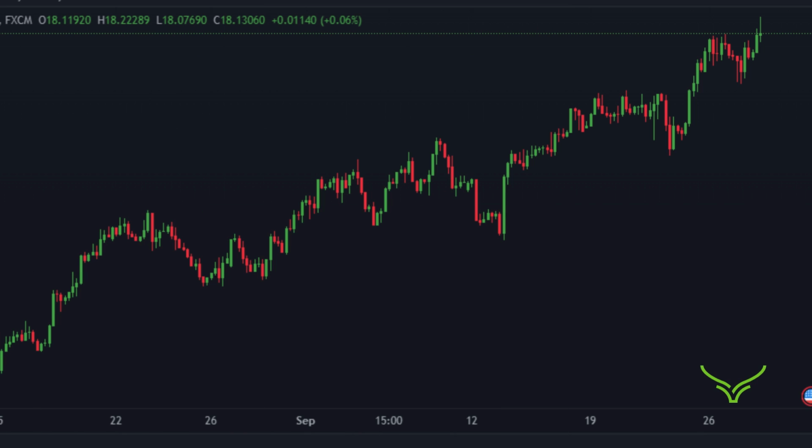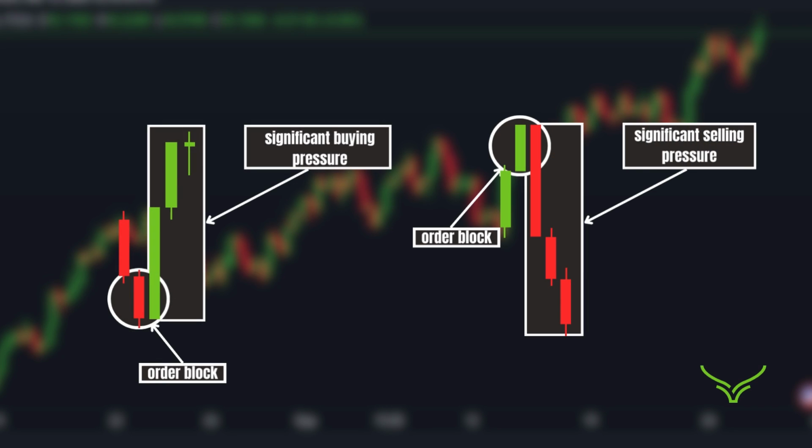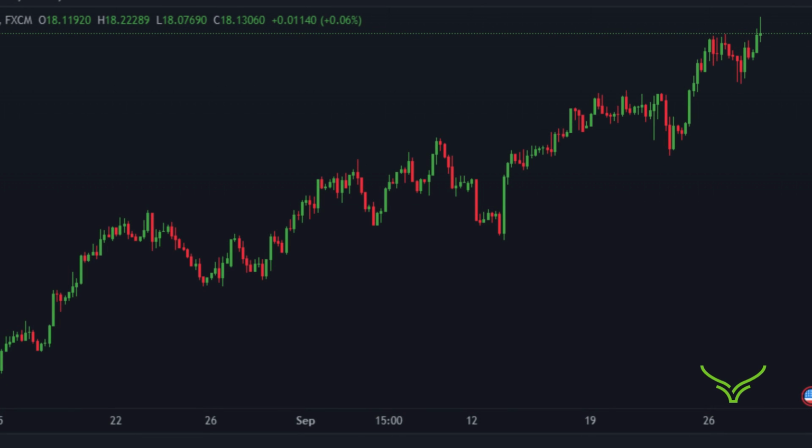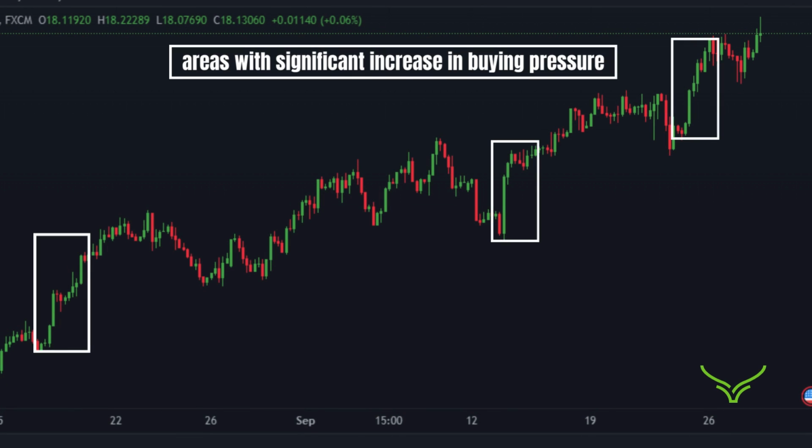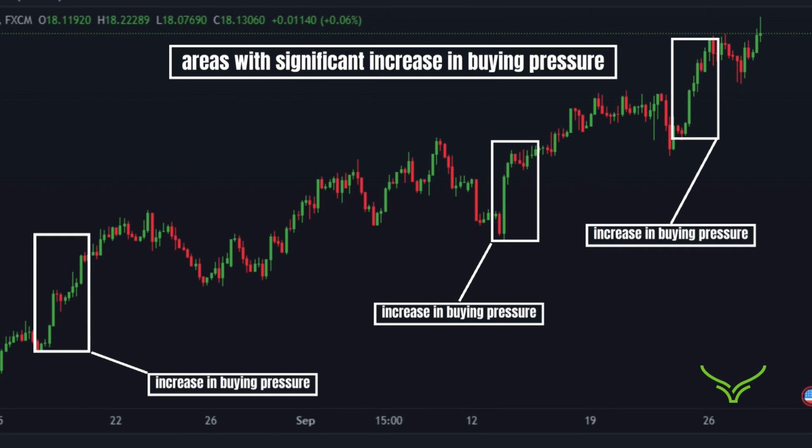To put what we learned in practice, let's look at this price chart and try to identify our order blocks. Remember, by definition, an order block is the footprint left behind by major market players when they execute large orders. Typically seen as the last opposing candle before a significant price movement. So, to identify our order blocks, we have to locate areas with significant buying or selling activity. Now looking at this price chart, we can pinpoint 3 areas with significant increase in buying activity.